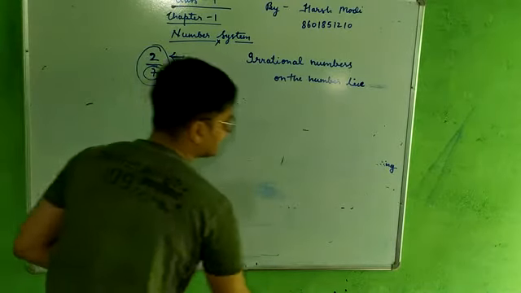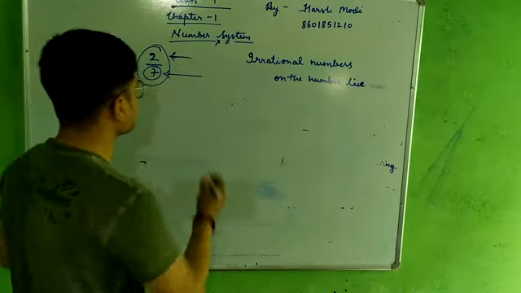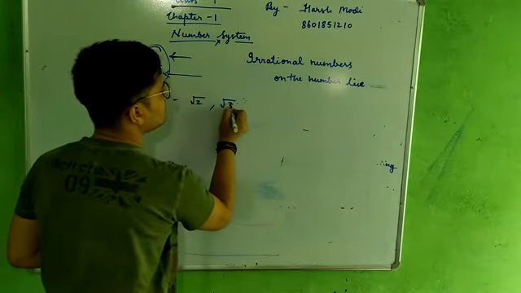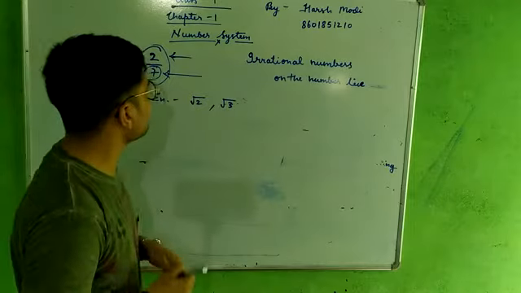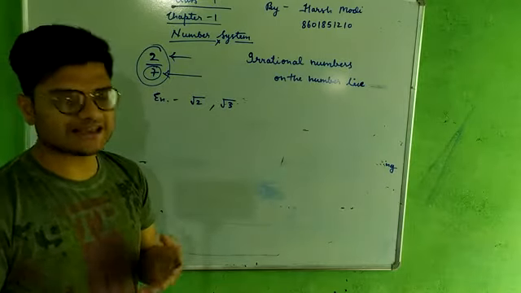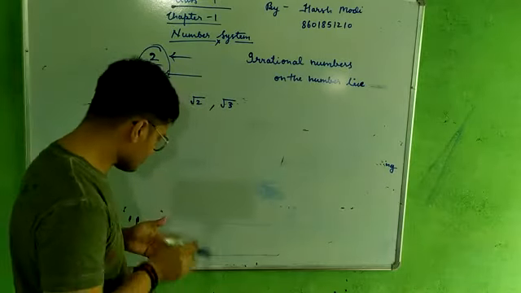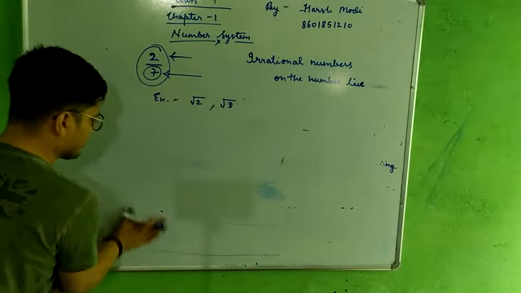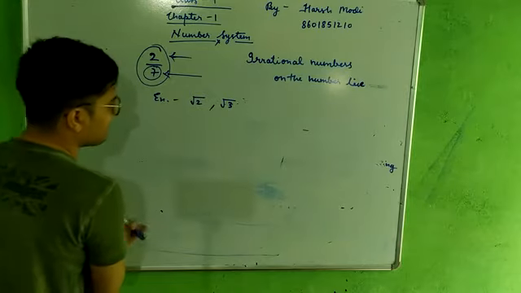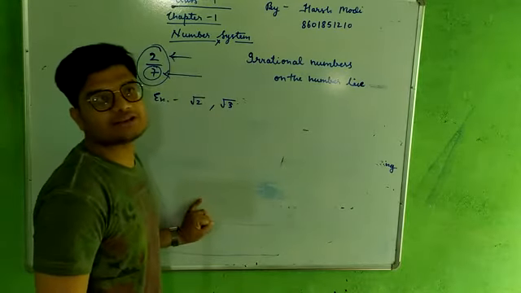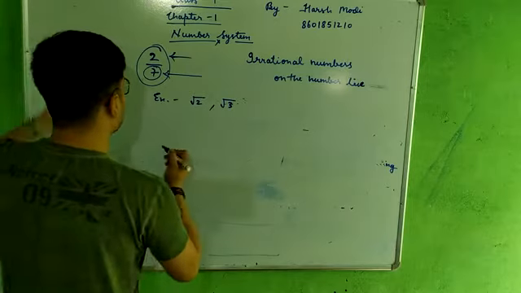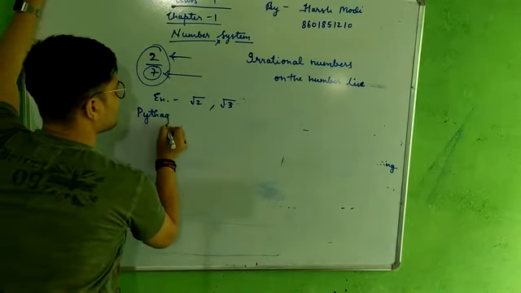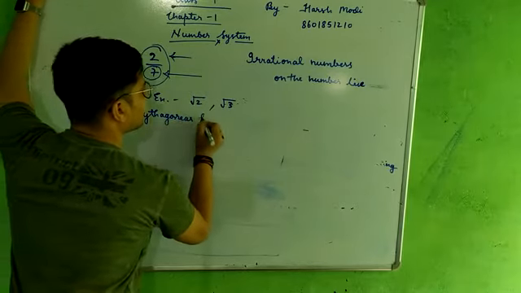So what are the irrational numbers? First we must know irrational numbers, for example √2, √3. These are irrational numbers. Now we have to locate them on a number line. So how are we going to locate them? If you want to locate these irrational numbers on a number line, first we must know about the Pythagoras theorem.